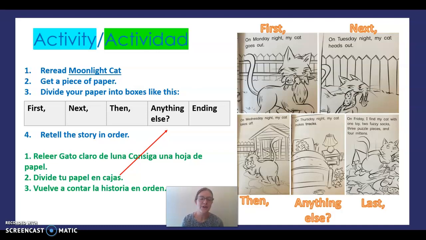So, really excited for you guys to try this, and I think you're going to do awesome because you've read this book. You know exactly what happens. You just need to focus on using those sequencing words. First, second, next, then, last, to retell everything that happened in the story and all of those key details.